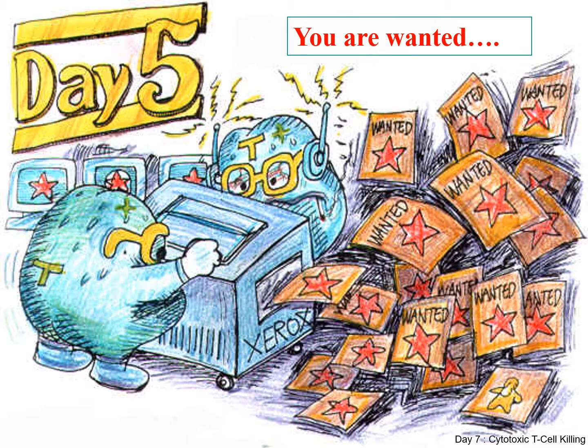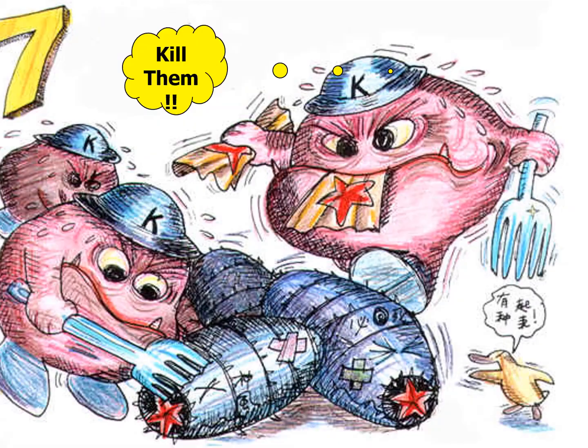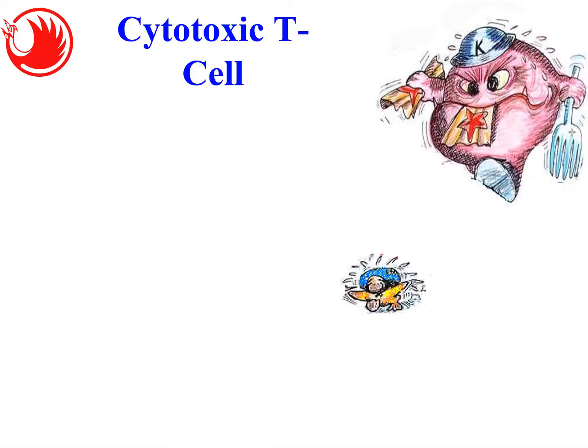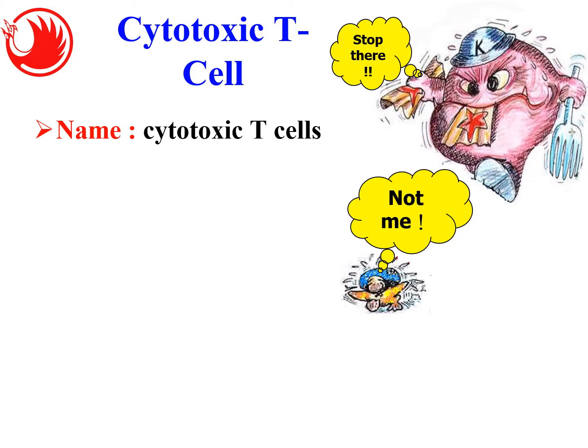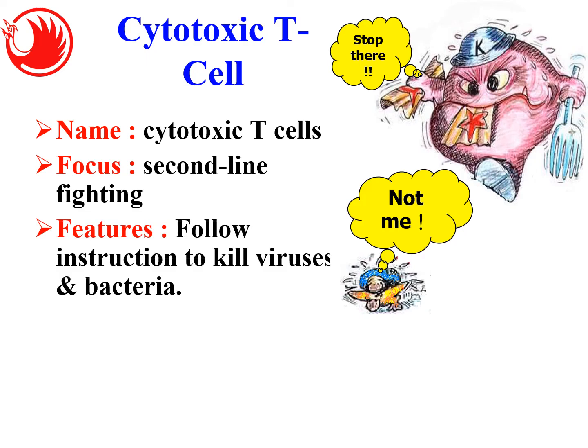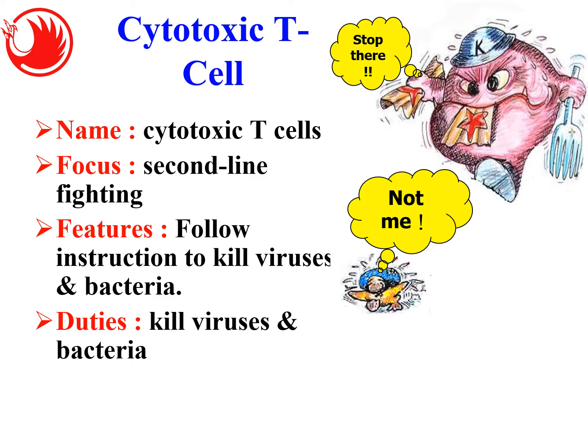T cell also has another type called cytotoxic T cell. This one also looks very smart, but this guy is more fierce. Based on the warrant, if he sees something, he sees the viruses, he just kills them. So you can see the cytotoxic T cell chasing all the invaders, second line fighting, following instructions to kill viruses and bacteria. His duty is to kill viruses and bacteria.